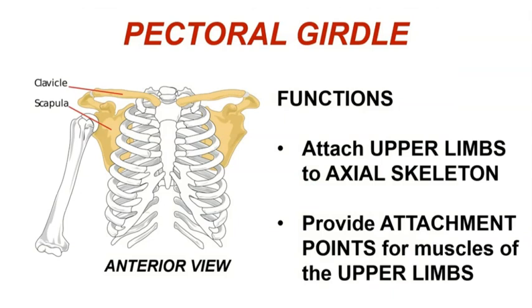As a whole, the pectoral girdle has 2 major functions. The first is to attach the upper limbs to the axial skeleton, because the upper limbs attach to the scapula, and the scapula is attached to the remainder of the axial skeleton by way of the clavicle. So we're uniting the upper limbs to the axial skeleton. The pectoral girdle also provides attachment points for muscles of the shoulder as well as muscles of the upper limbs.